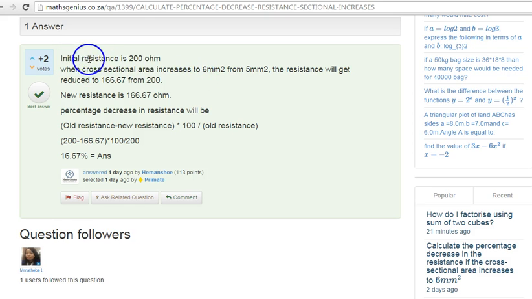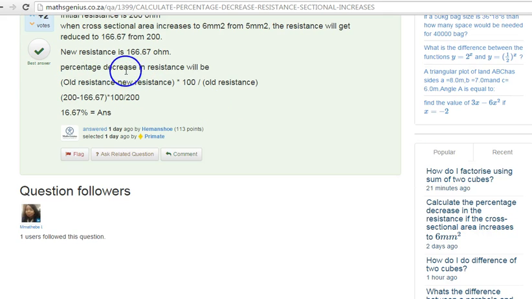Its initial resistance is 200 ohms, right? That is the information we're given. When the cross-sectional area increases to 6 square millimeters from 5 square millimeters, the resistance will get reduced to 166.67 from 200, right? And the new resistance now is 166.67. So that means that when the area was increasing, the resistance decreased from 200 to 166.67.